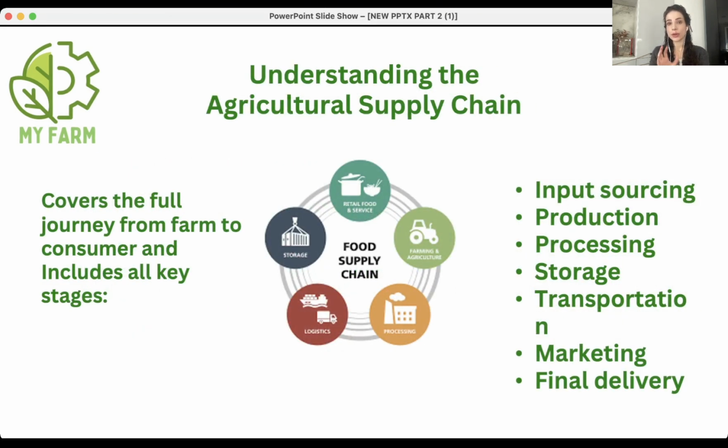Okay, now we can focus on understanding the agricultural supply chain. So in agriculture, the journey from farm to consumer is more complex than ever. The agricultural supply chain includes all the stages a product passes through, from input sourcing and production to processing, storage, transportation, marketing, and final delivery.